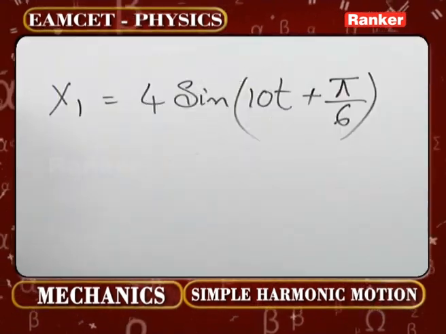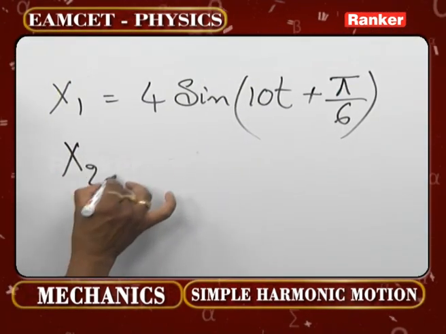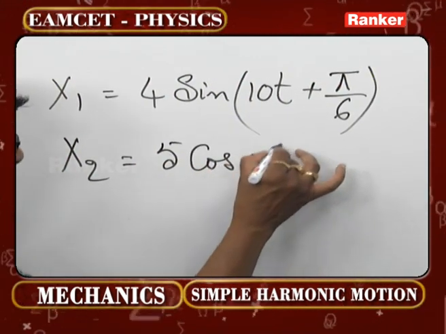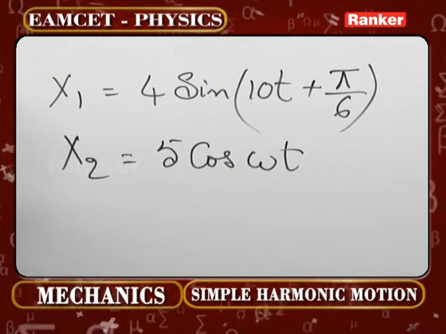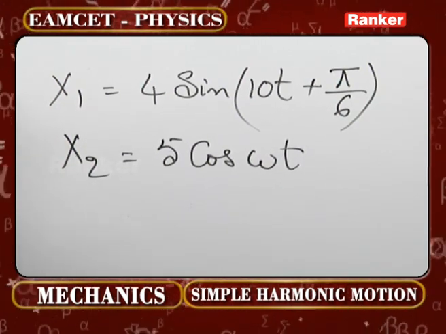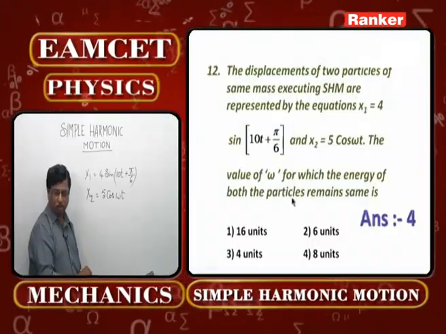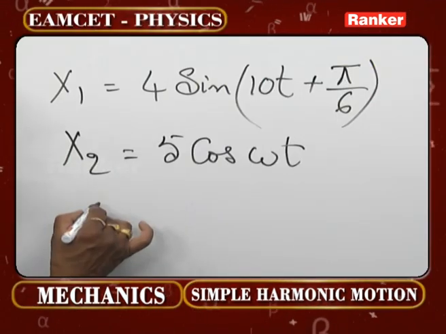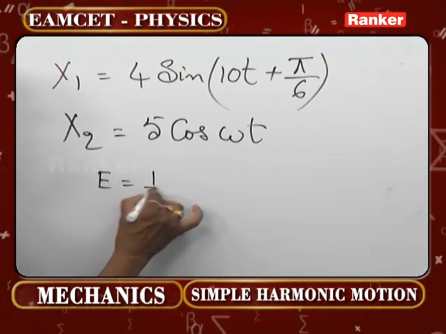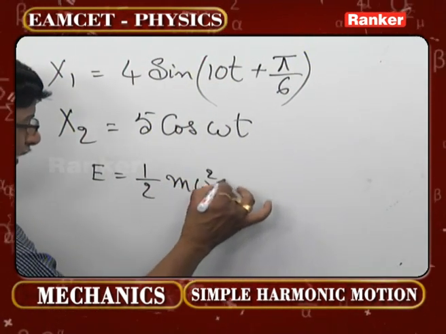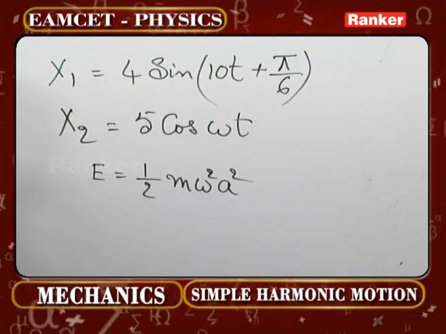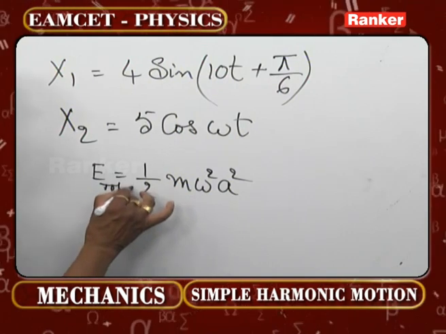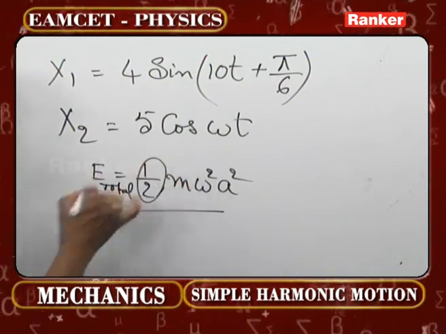This is the concept. Now what about the second equation? x2 is equal to what value is given? 5 cos omega t. That is the actual equation given. Now what is the question that is asked? The value of omega for which the energy of both the particles remains the same. Energies are going to be equal. Means what? The energy equation is generally half m omega square a square. This is the formula, the total energy of a particle in SHM.